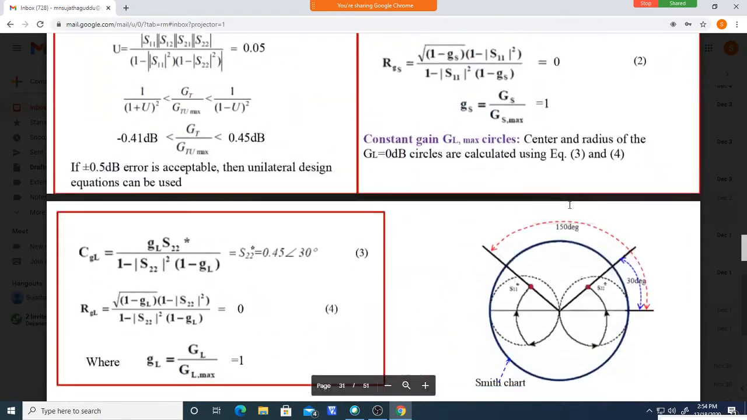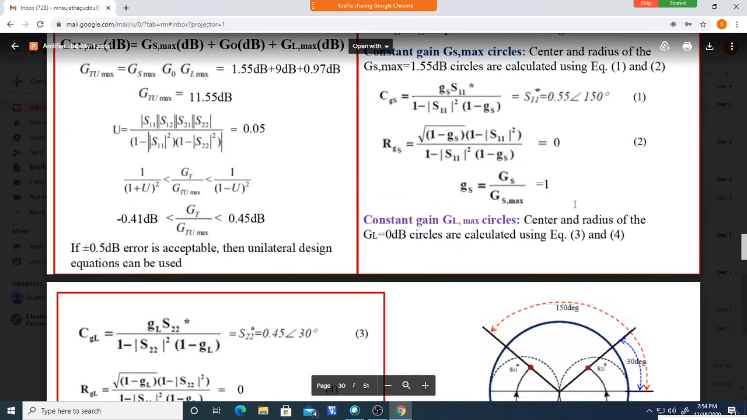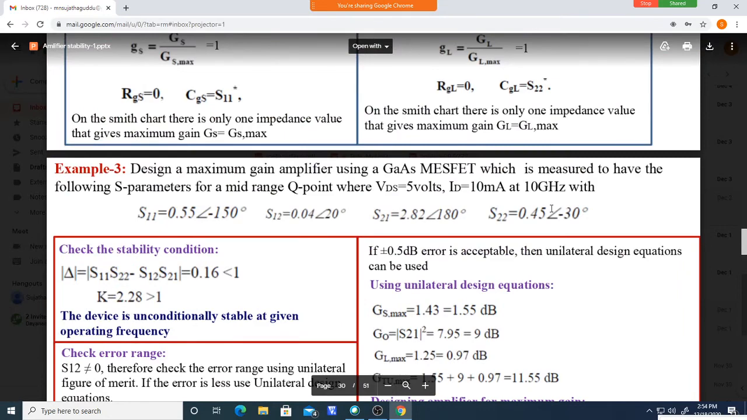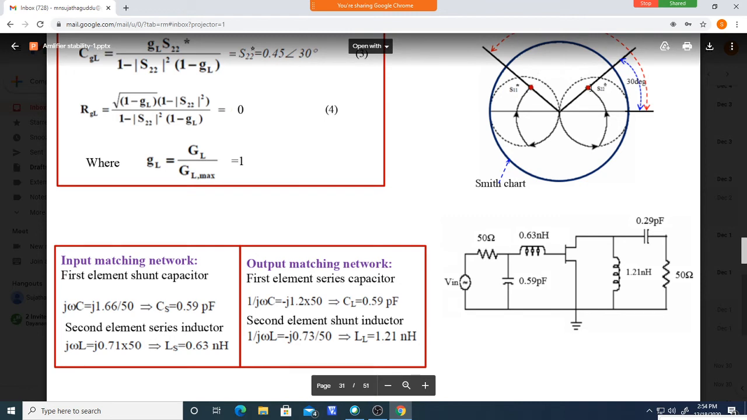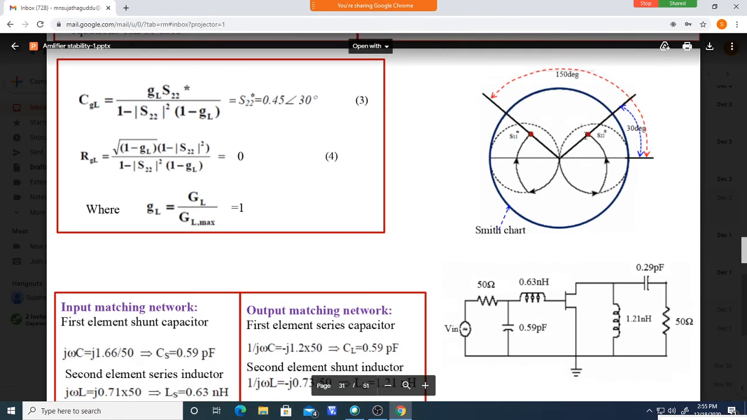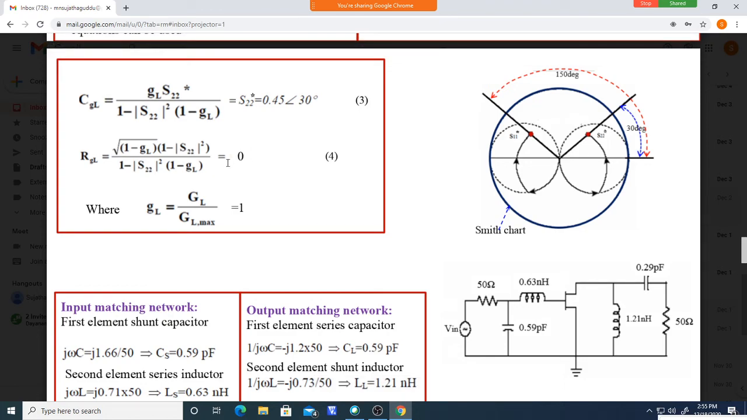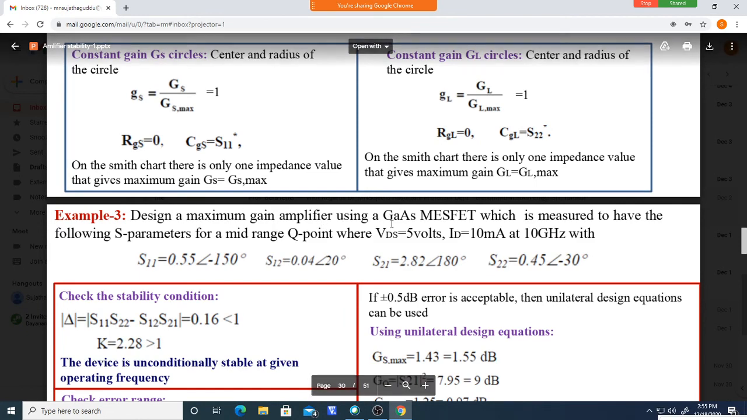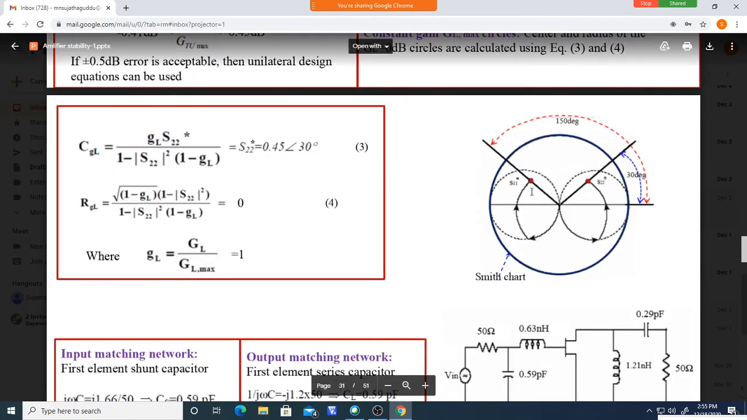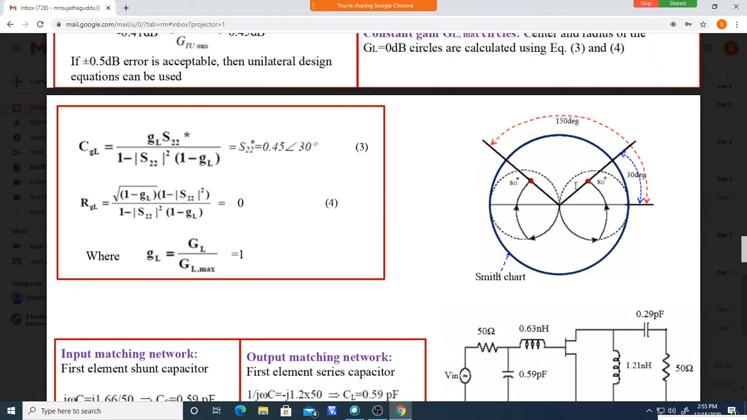And the maximum gain, I also told you about it. In the maximum gain amplifier, there is no constant gain circle. S11 and S22 are complex conjugates of the impedances. See here, the constant gain circle radius becomes 0 in the maximum gain amplifier design. Their circles are not there, only the values are there like this. So the impedance matching network becomes very simple. Here you need not draw the gain circles.